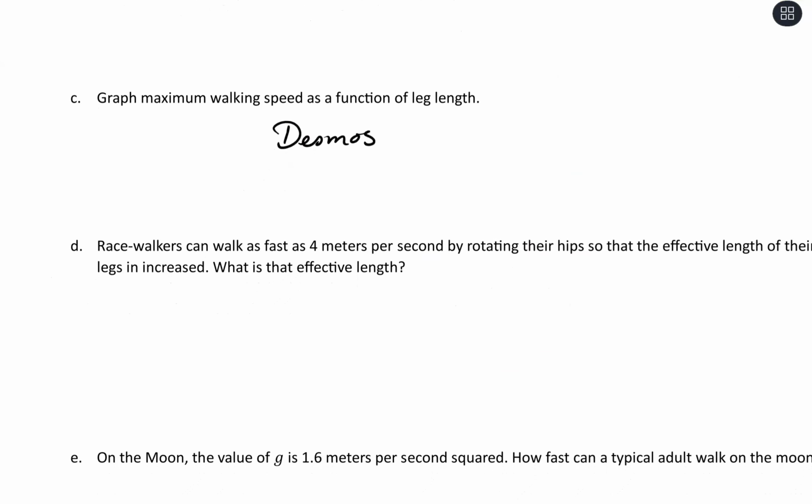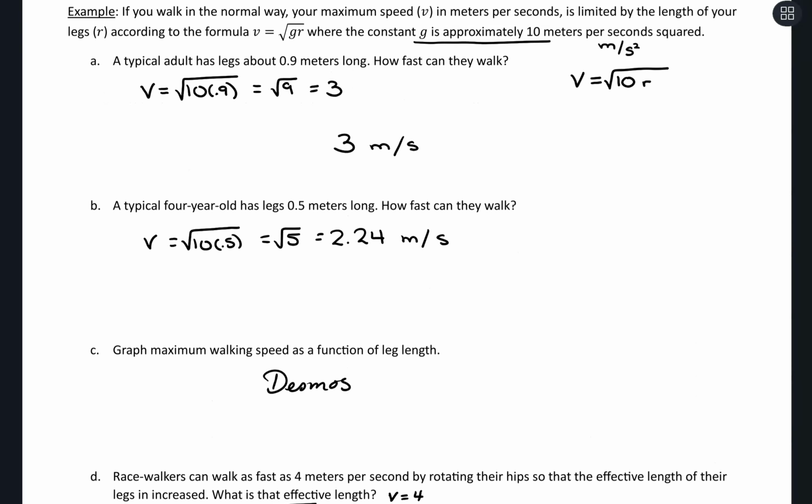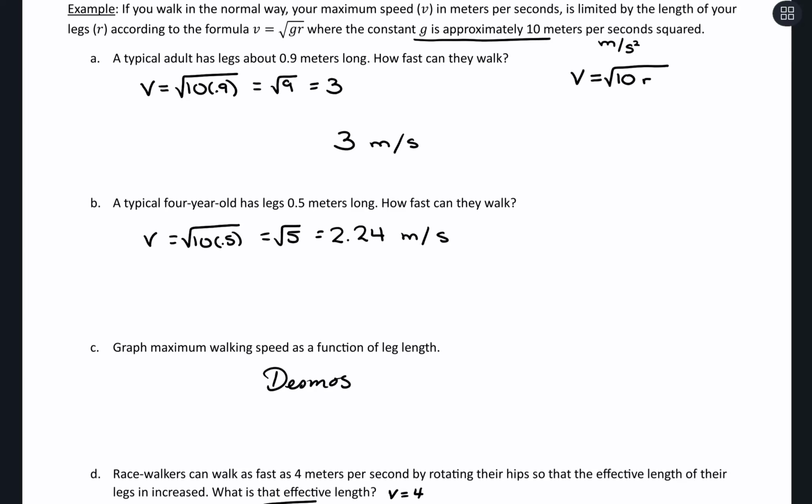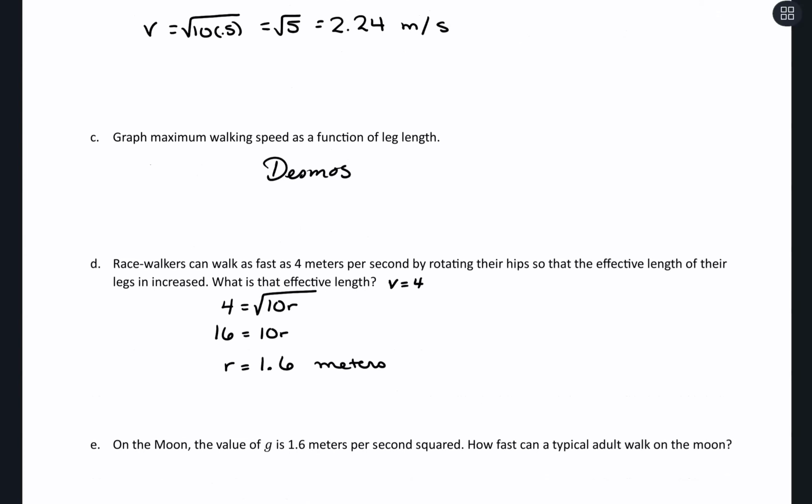Okay, race walkers can walk as fast as 4 meters per second by rotating their hips so that the effective length of their legs is increased. What is that effective length? So what we have here is a velocity of 4 is given to us, and we're going to solve for it. So 4 equals the square root of 10 times r. We're going to square both sides, divide by 10 for 1.6 meters. So as a comparison, a typical adult has legs of about 0.9 meters long, and how they're working it, they have an effective length of their legs of 1.6 meters.